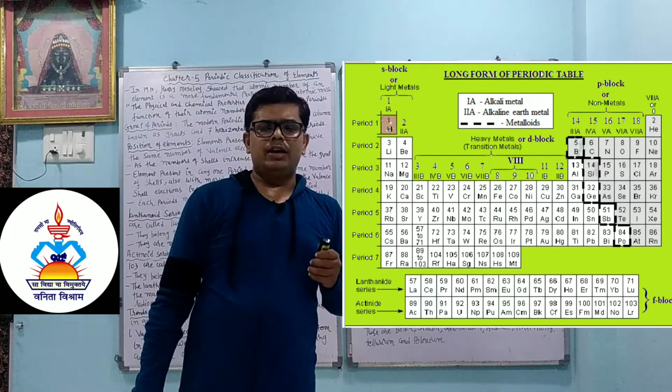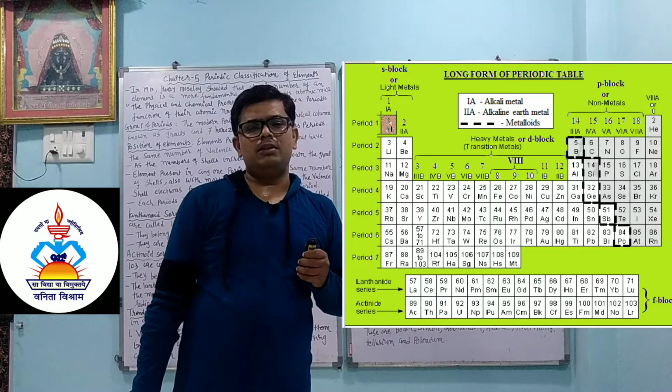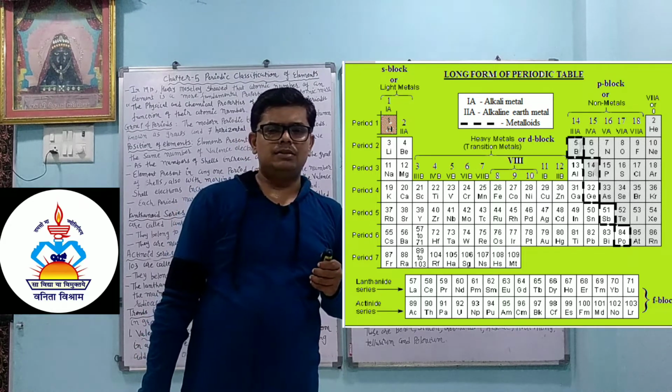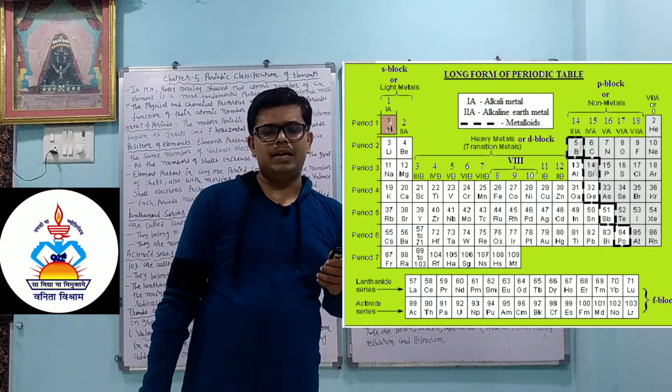You can take the example of halogens, as well as the example of inert gases or noble gases. In noble gases, helium is an exception.